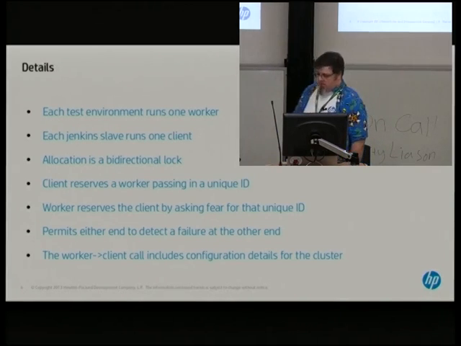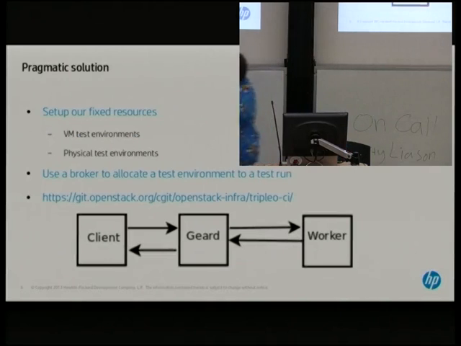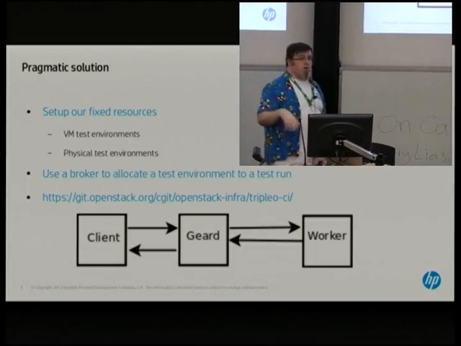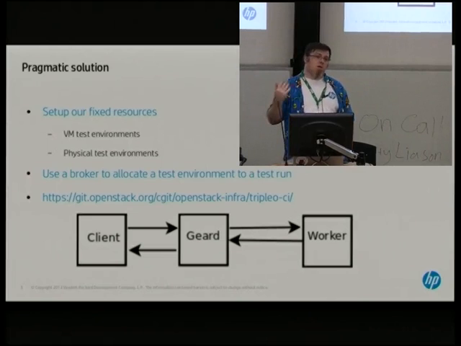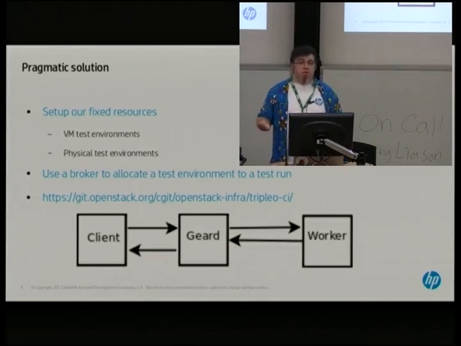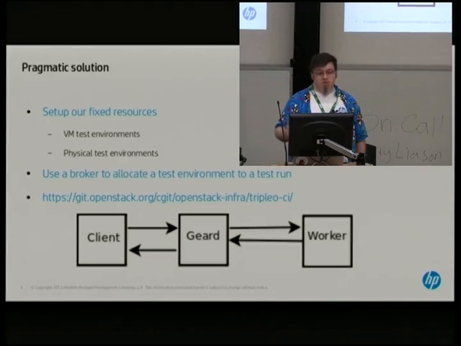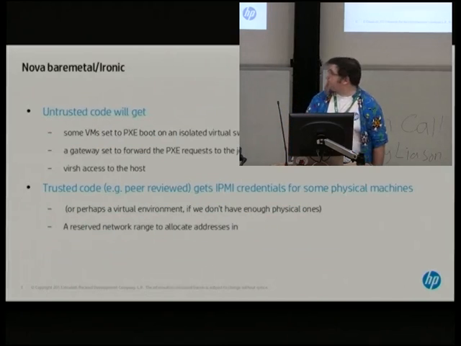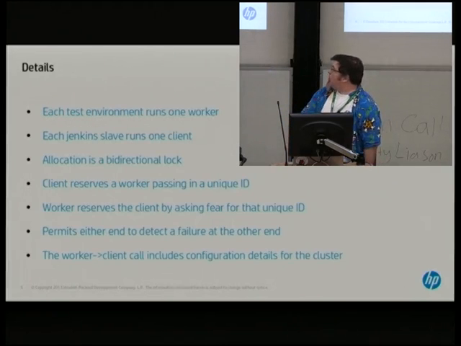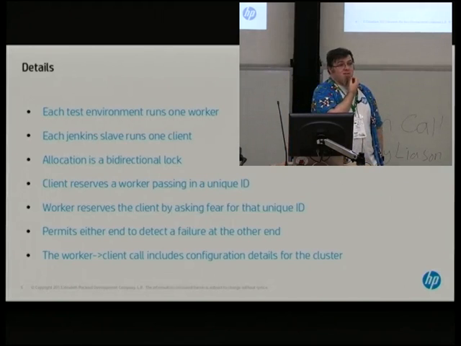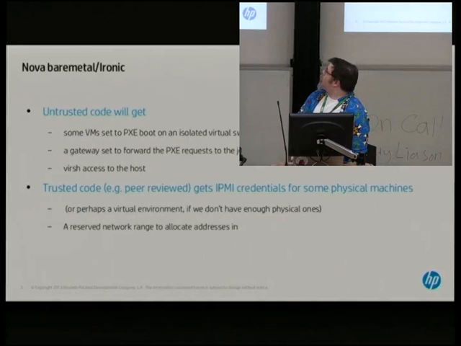So this is the client calling the worker and passing in its callback. And when the worker calls the client, it passes in a JSON dict that has all the details for the test environment. For a VM, it will have the VM host and the VM names. For physical machines, it will have the IPMI details and the MAC addresses of the machines and how much memory, disk, and so on they've got. That's also completely generic. There's nothing in that code that is specific to our environment, and that's deliberate. We haven't repackaged it yet, but we'll come back to that.